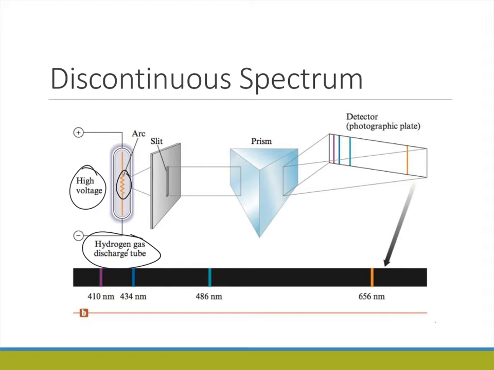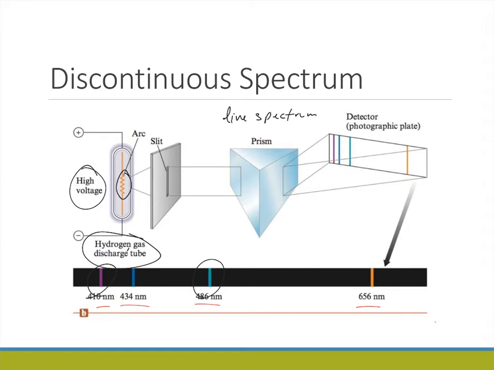Now, when we pass this through a prism, we do not get a continuous spectrum. We don't see all of the colors of visible light. Instead, we see what is called a discontinuous or a line spectrum. A discontinuous or a line spectrum will only show discrete wavelength bands. So we can see here 410, 434, 486, and 656 nanometers. So we'll get orange light, like an aqua light, a blue, and a purple light.